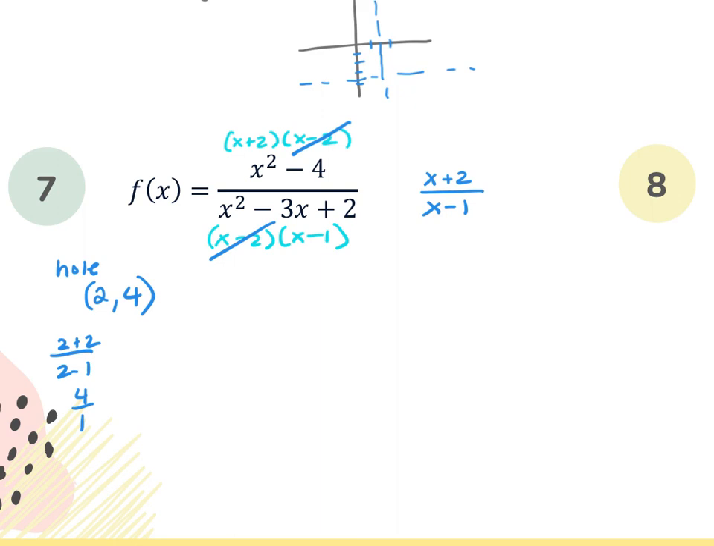Then I want to find my vertical asymptotes. There's still a denominator, so it's at x equals 1. Horizontal asymptote: the exponents are both 1, so the leading coefficient is 1 over 1, which is 1.